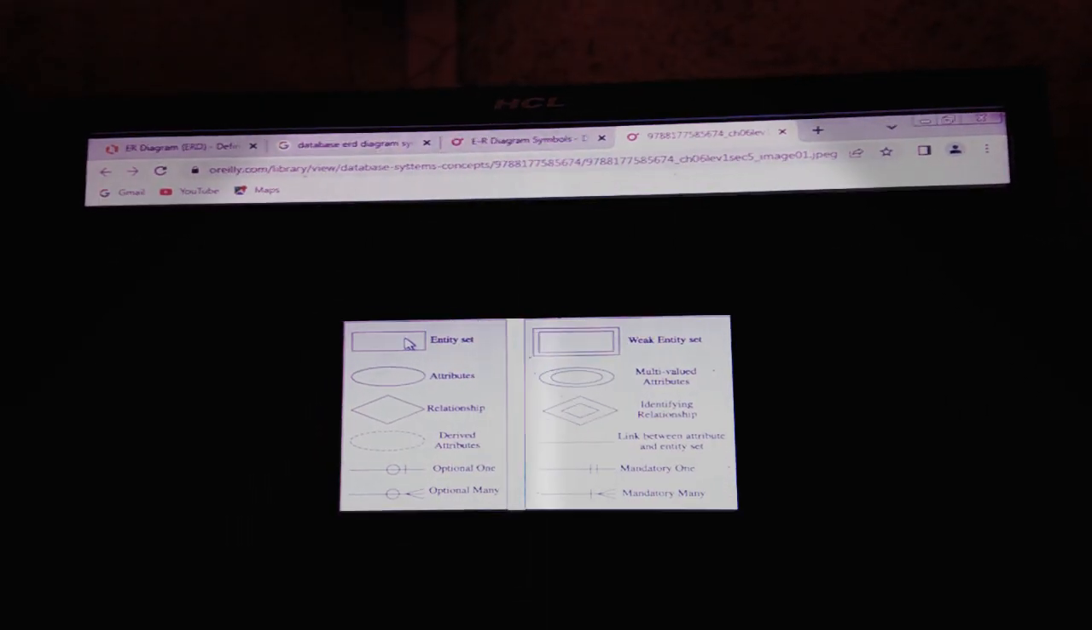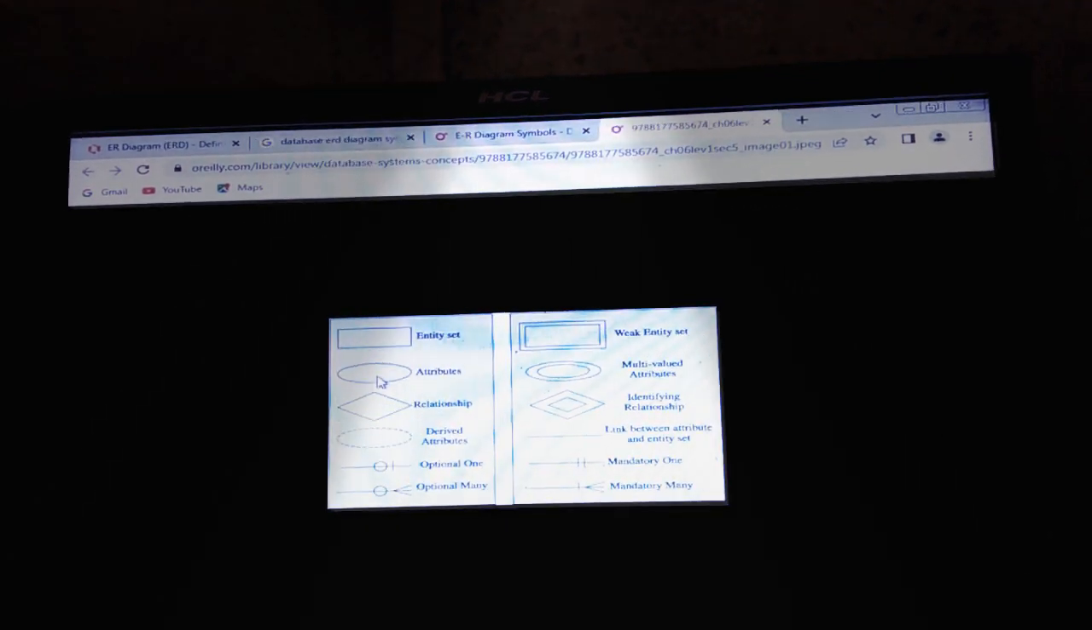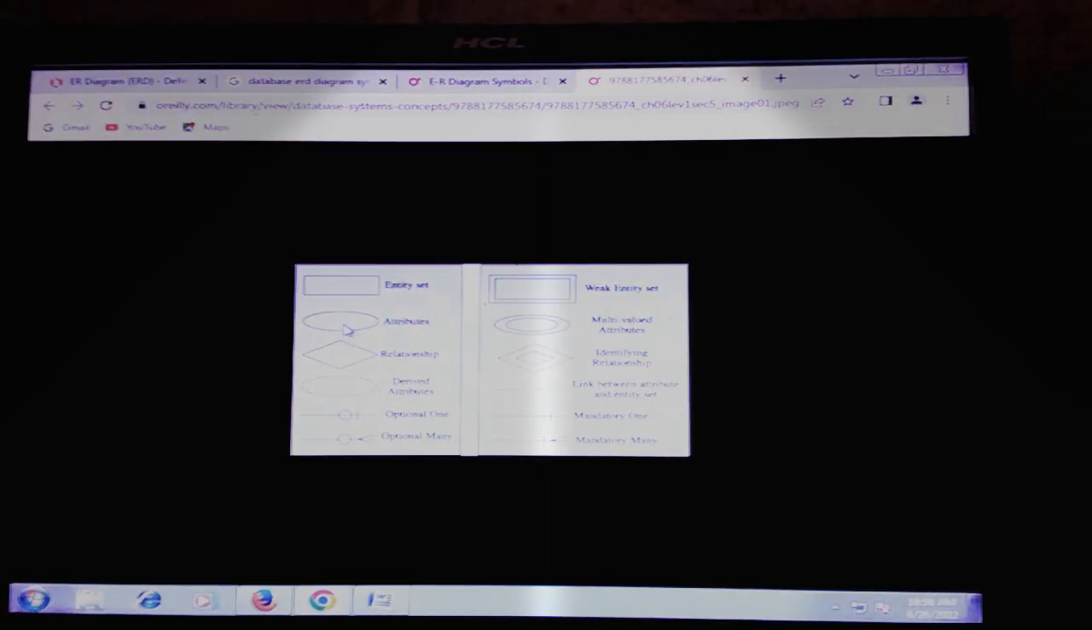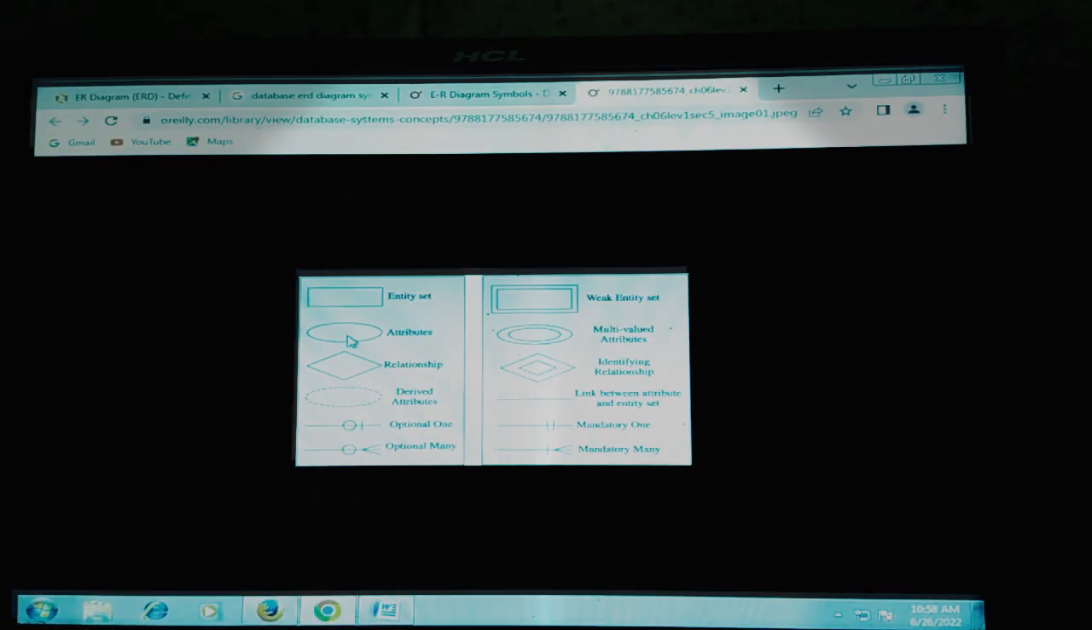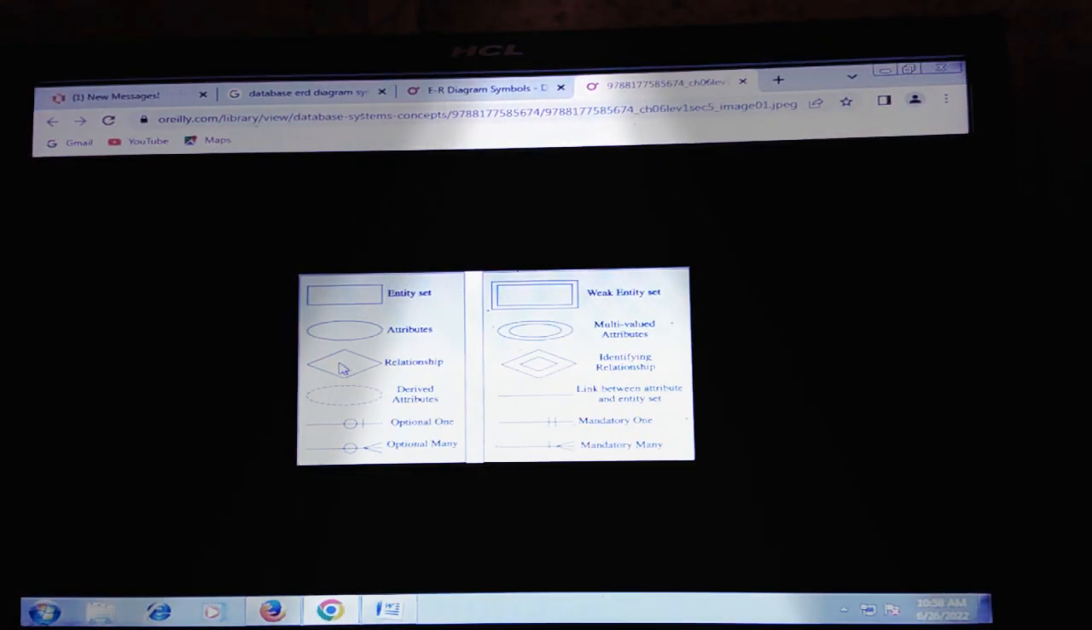Okay, first of all, entities. Any table you can write in an ERD is an entity set. Second, entities have attributes, used as attributes. Second, any two sets of entities display a relation in a diamond shape, which is a relationship.